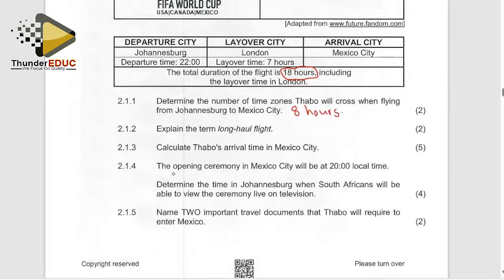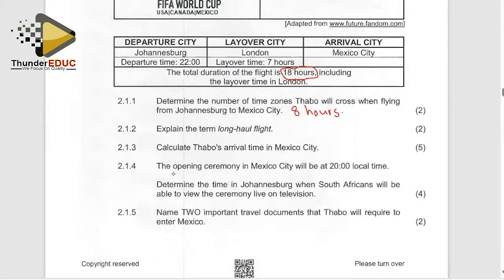8 hours. So we encourage you to use the ribbon so that you avoid making mistakes. Others can calculate it mathematically, whereby they say +2 minus 6, but we encourage you to use the ribbon instead. It's actually easier to use the ribbon. So the next question reads, explain the term long-haul flight.